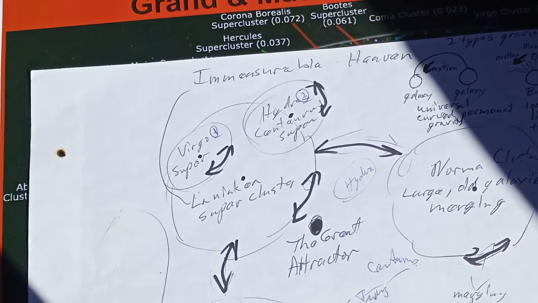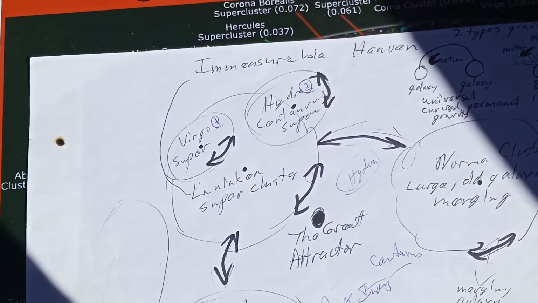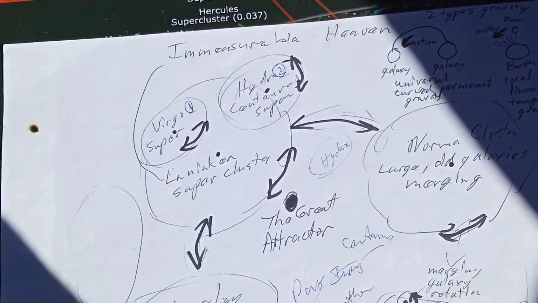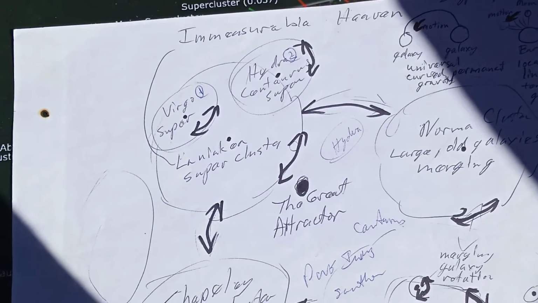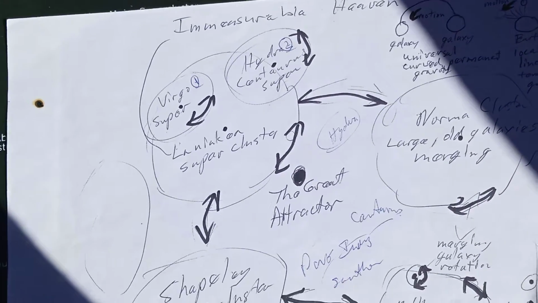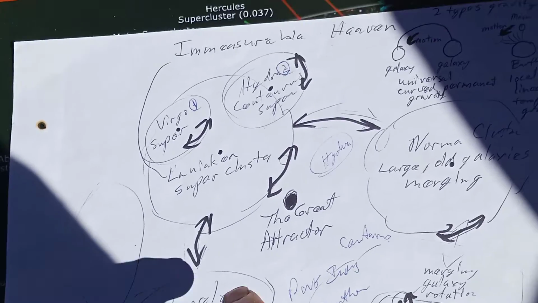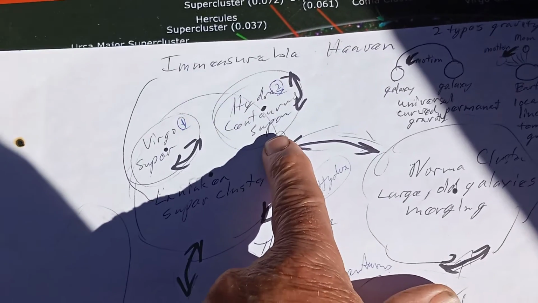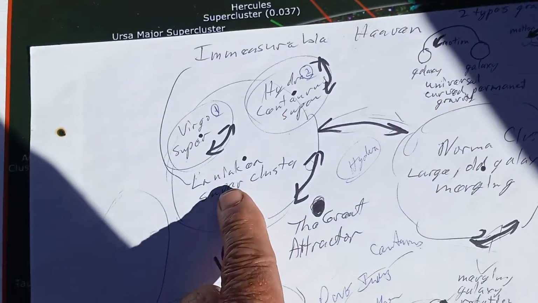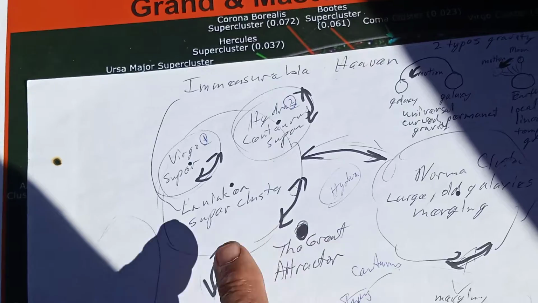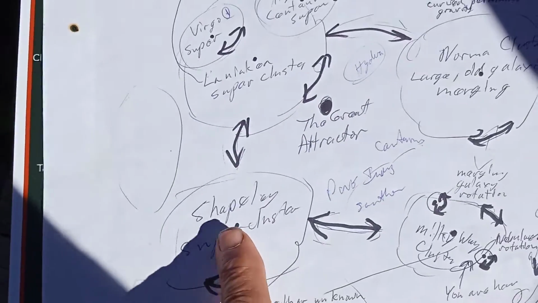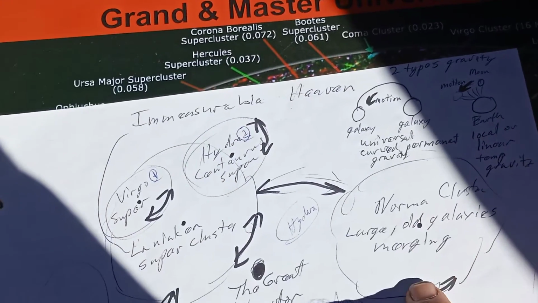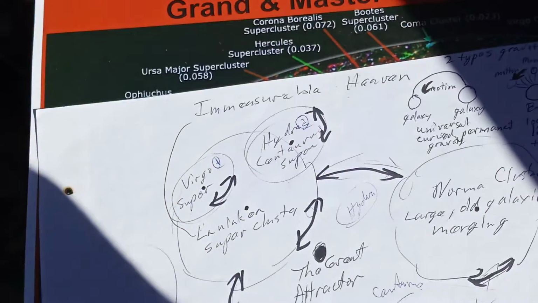What I came up with is that I'm going to name several galaxy clusters or superclusters, and I think these represent maybe six of the seven superuniverses, but I don't know for sure. So the Virgo supercluster is one, the Hydra-Centaurus supercluster is one, the Laniakea supercluster is one, the Shapley supercluster, the Norma cluster, which is our old large merging galaxy, that might be superuniverse number one.